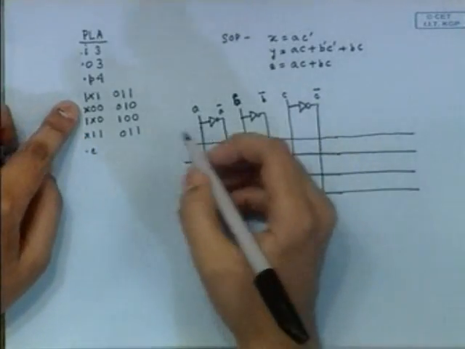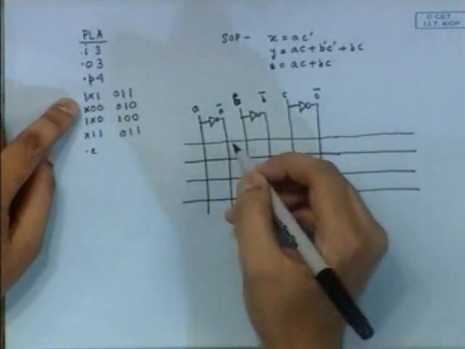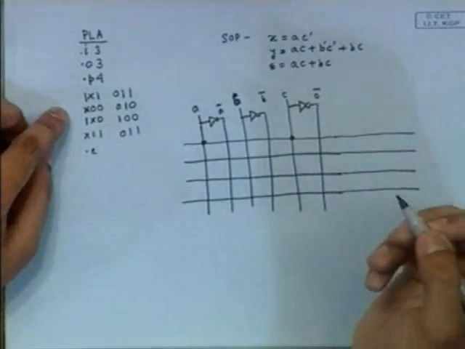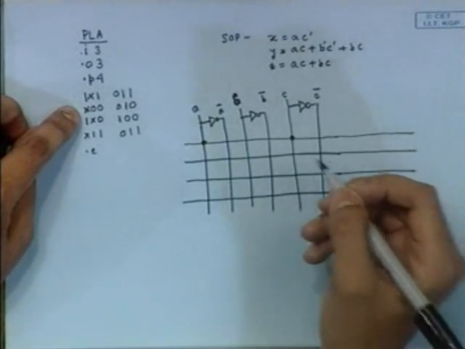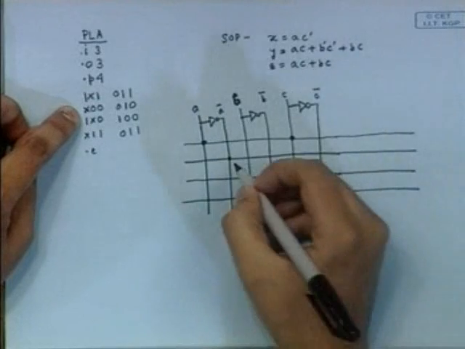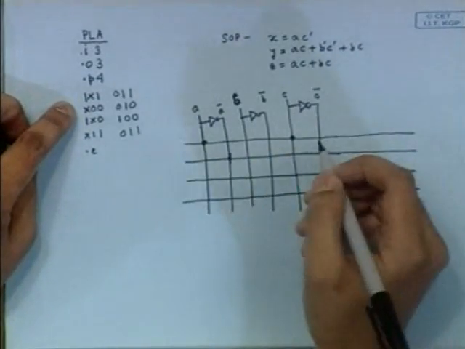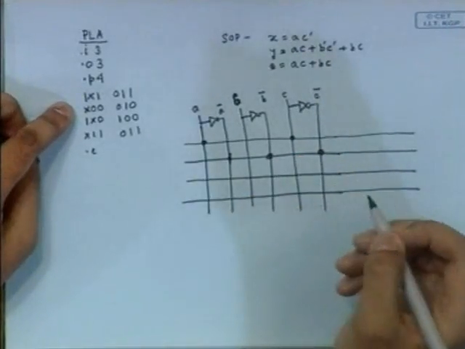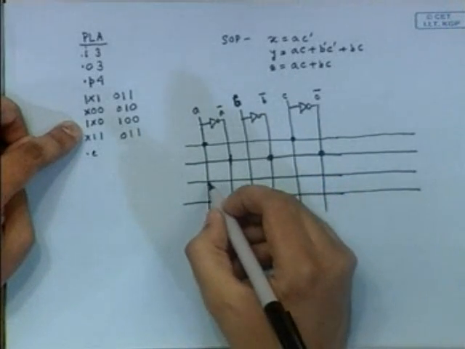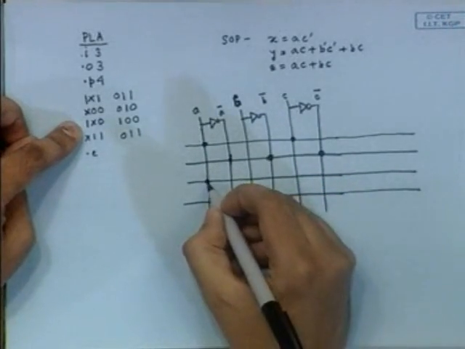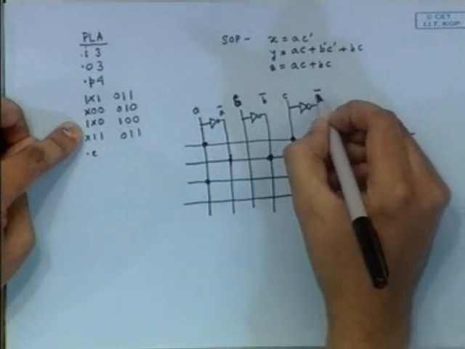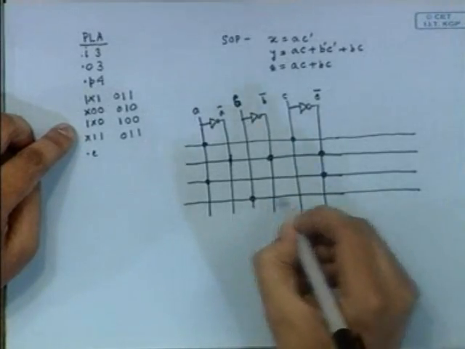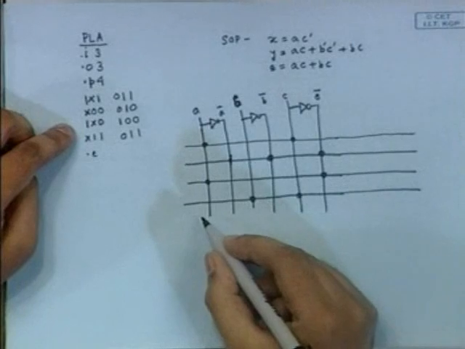Now for this representation, what will we connect? For the first one we will connect A and C. For the second one, for A there is no connection, B bar and C bar. For the third one we will connect A and C bar. For the fourth one we will connect B and C. This is called the AND plane.